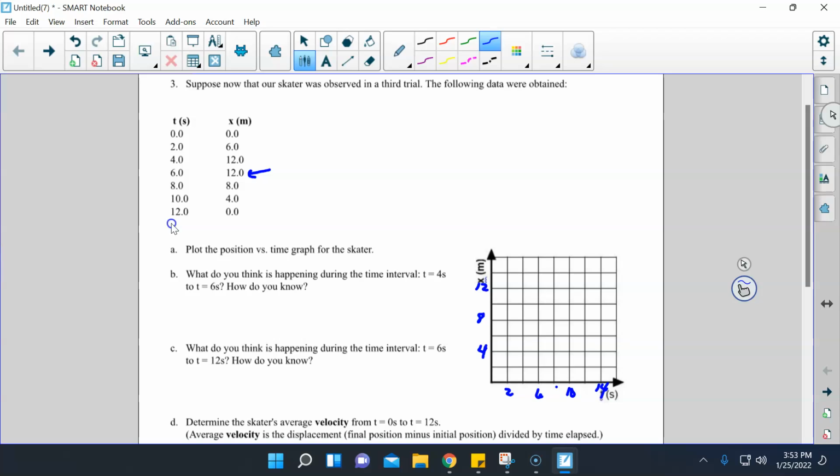So we're going to plot this. So it looks like at 0 time, we're at 0. That's right down here at the origin, we call that. At 2 seconds, I'm at the 6-meter mark. At 4 seconds, I'm at the 12-meter mark. At 6 seconds, I'm again at the 12-meter mark. At 8 seconds, right there, I'm at the 8-meter mark. At 10 seconds, I'm at the 4-meter mark. And then at 12 seconds, I'm at 0. Okay? Now, I'm going to draw my trend line on here, and my trend line looks like this.